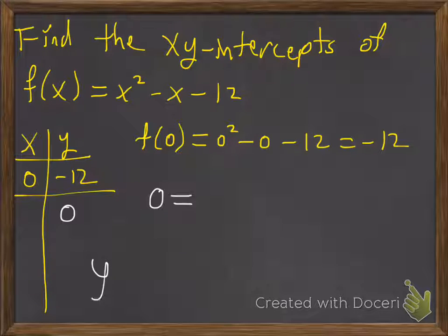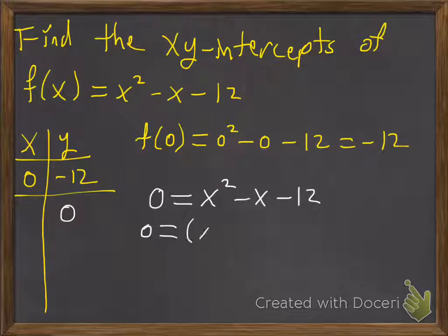Remember, y is the same thing as f of x. So we're going to replace the whole entire f of x with 0. So 0 is going to be equal to x squared minus x minus 12. We'll go ahead and factor that. You could also solve it by the quadratic formula, but that's a little overkill, so let's just factor it.